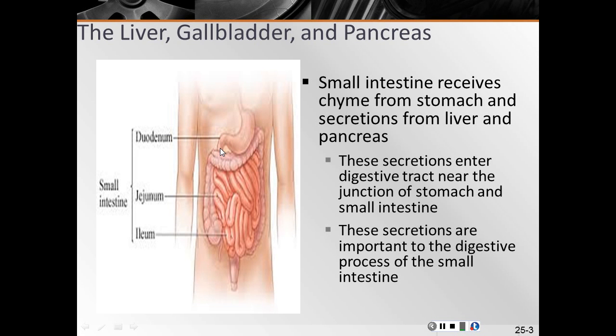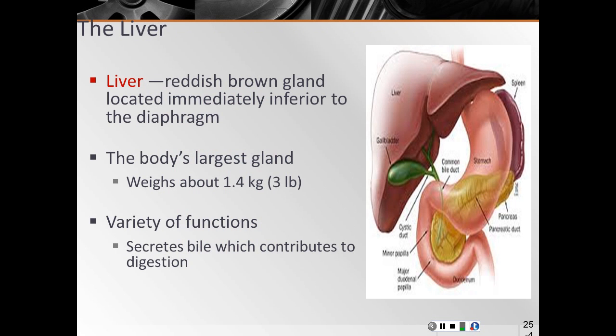Now these secretions are important to the digestive process of the small intestines. So let's look at the liver, and then we'll get back into the small intestines. So this liver, you guys should be very familiar with it. It's reddish in color. It's located near the diaphragm, and it is the body's largest gland, weighing approximately 1.4 kilograms or 3 pounds. Now it has many functions, of which only one, the secretion of bile, contributes to digestion.